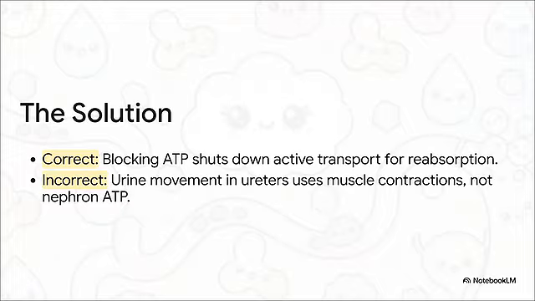Now let's look back at your answer. The movement of urine through the ureters happens because of muscle contractions, a process called peristalsis. And while those muscle cells do use ATP, that's happening in a totally different place. A drug that blocks ATP inside the nephron won't directly affect the muscles way down in the ureters.